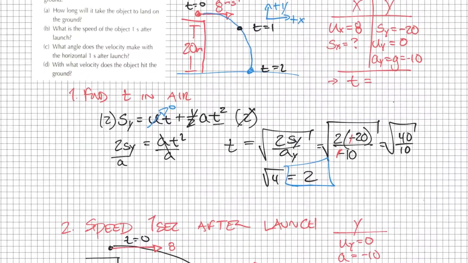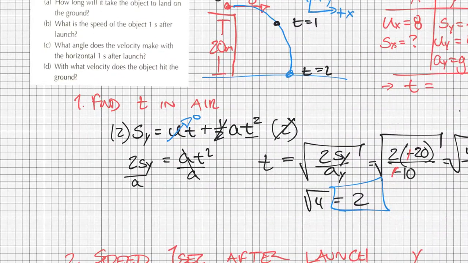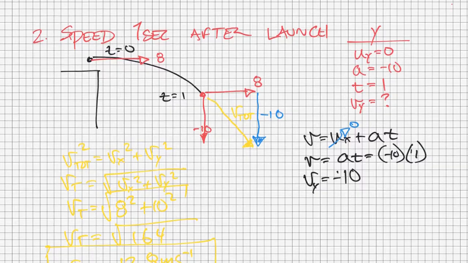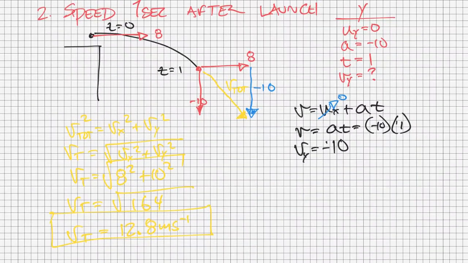The next part of the question says, at what angle does the velocity make with the horizontal 1 second after its launch? So looking at this same setup, what we're trying to find now is this theta here. Right, so that's my theta. So part C is find theta.